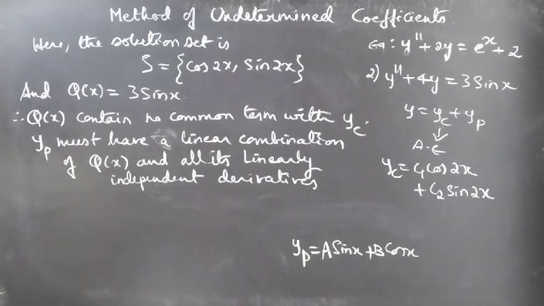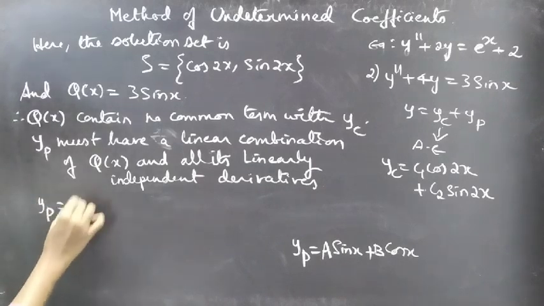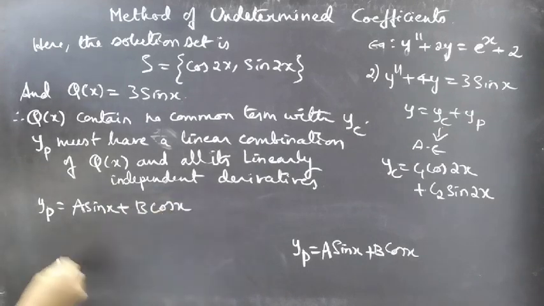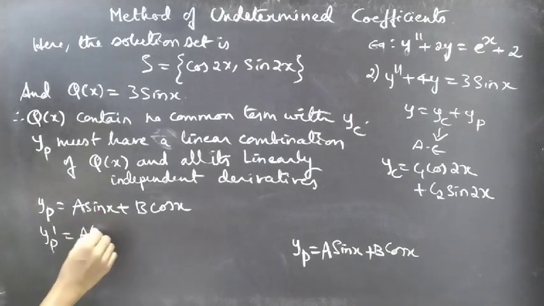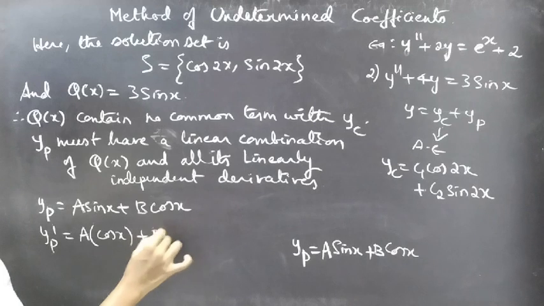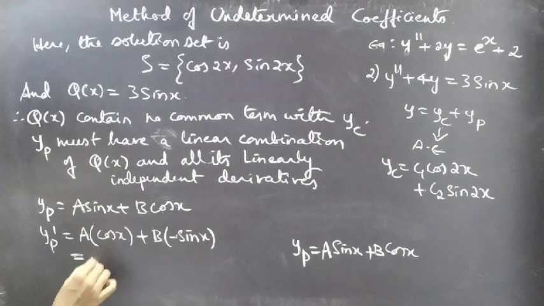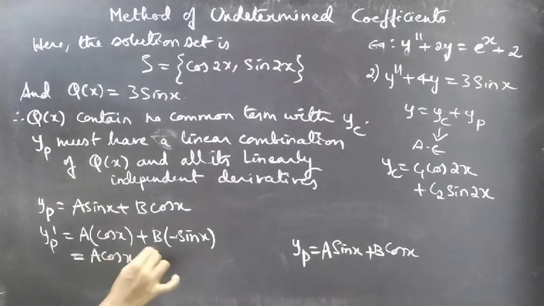It is difficult to remember the formula all the time, so we can just find the derivatives of q of x and pick the repeated terms, and using the repeated terms we can write yp. So yp equal to a sin x plus b cos x. Now find yp dash, the derivative of yp: a into derivative of sin x is cos x, plus b into derivative of cos x is minus sin x. So you will get yp dash equal to a cos x minus b sin x.